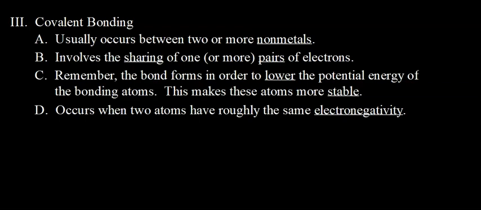So why does this happen? Remember, the bond forms in order to lower the potential energy of the bonding atoms, and this in turn makes them more stable. So here it is again: it occurs when two atoms have roughly the same electronegativity. They don't have to be exactly the same, but when both atoms have relatively high electronegativities, the bond between them is covalent.